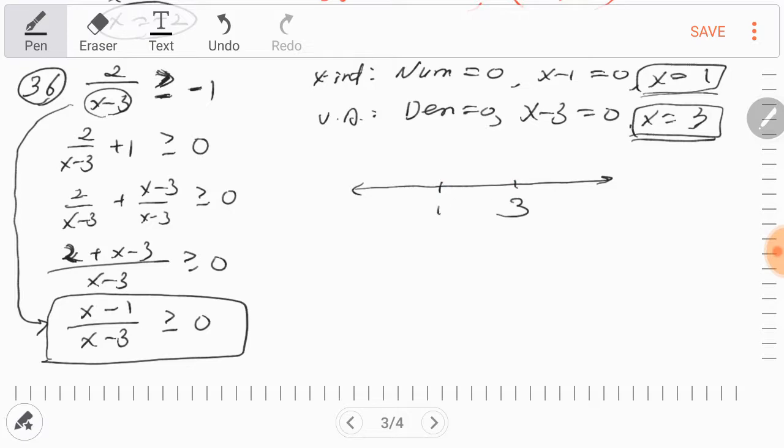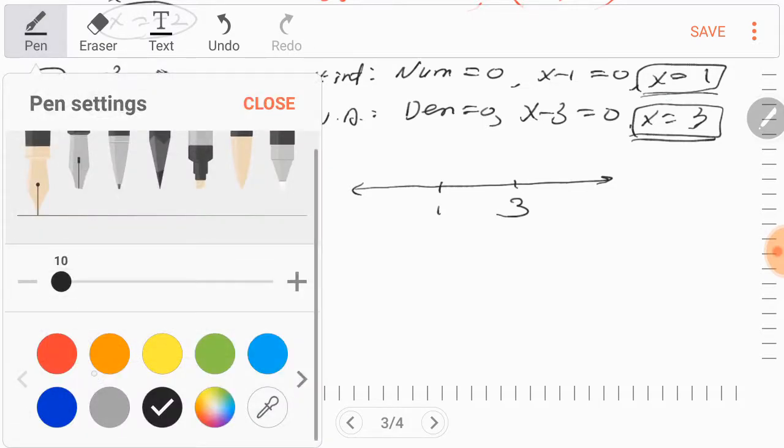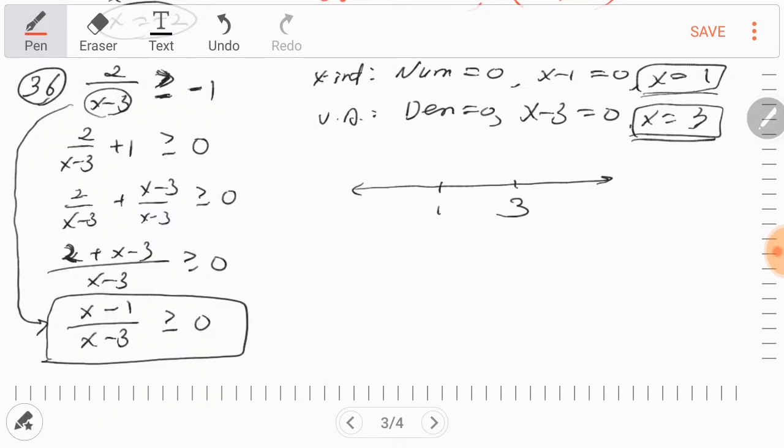All right, so 1 is the x-intercept. So if x equals 1, then y is 0. So in this case, since there is an equal sign, we will include this number 1, x value 1, because if x equals 1, then the expression is 0. How about 3? If x equals 3, that is the vertical asymptote. So never ever include this number 3. Number 3 is not included. Open circle. So there are 3 intervals.